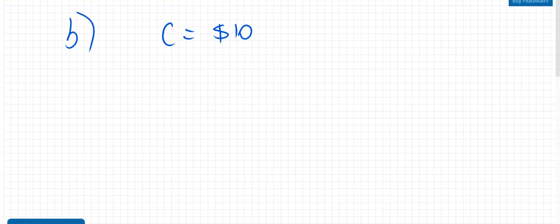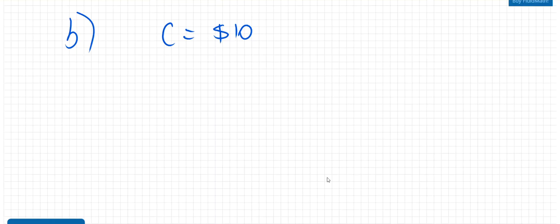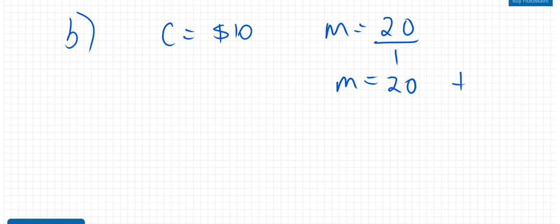I'm just writing and brainstorming, putting some notes down. And then Sally charges an initial fee of $10 and then $20 per hour. So once again, the gradient is here, $20 per 1 hour. Okay, so I'll put that into my notes. So M is $20 per 1 hour, which is just going to be 20. And I know it's positive because we're gaining. She's earning money per hour.